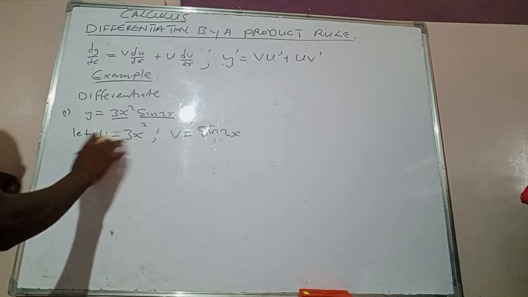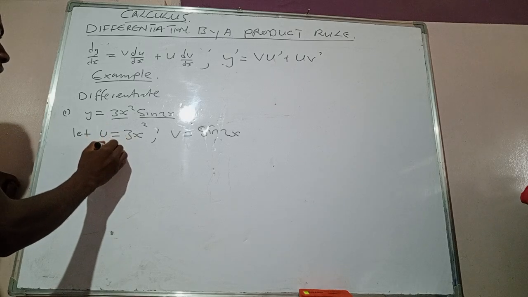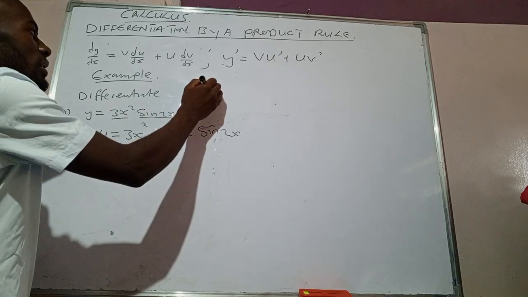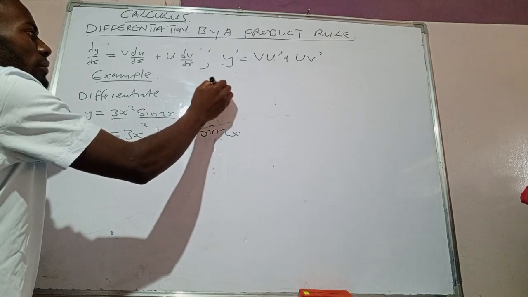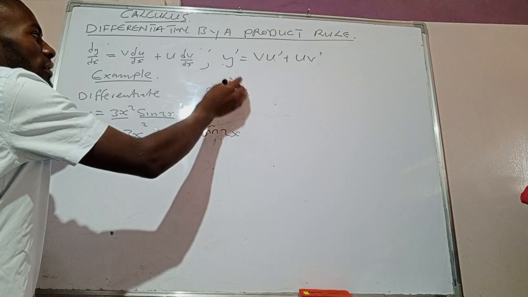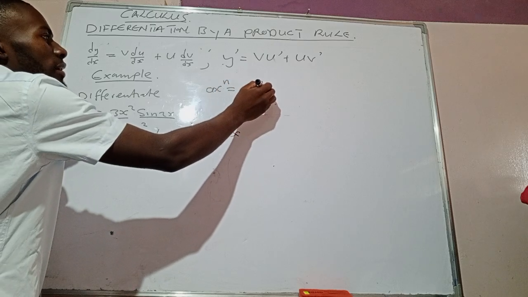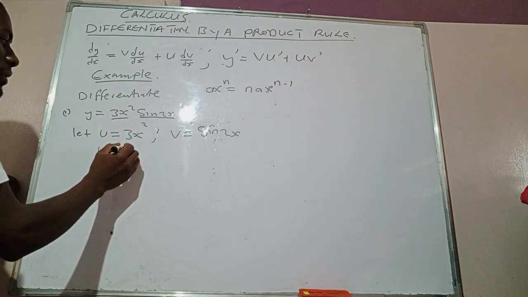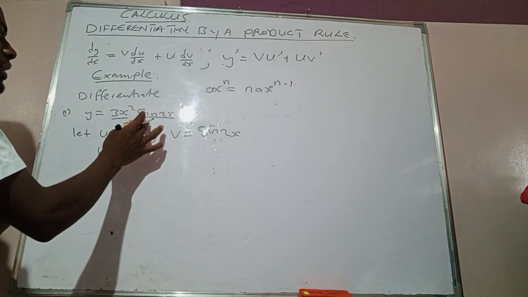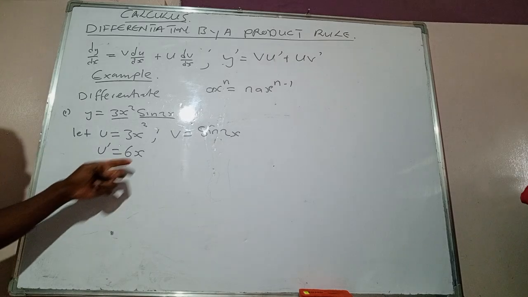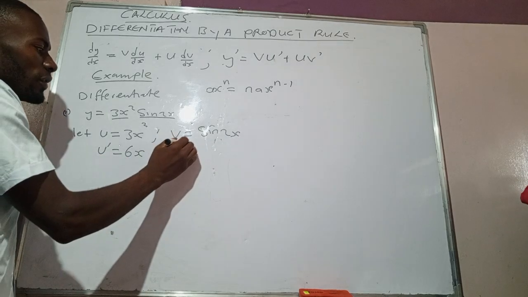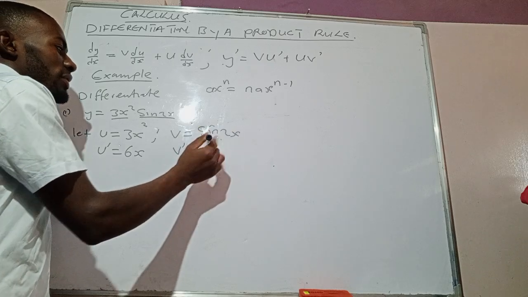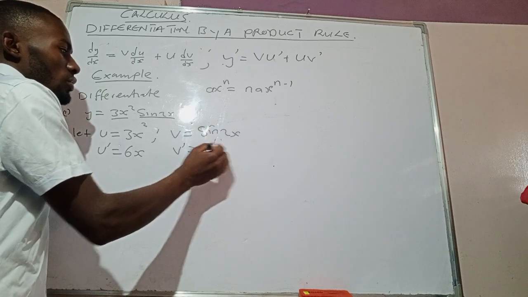Okay, so now we are going to find u prime here. Remember the first rule where we said when you have ax to the power n, its derivative is nax to the power n minus 1. So this power is going to multiply with 3, and you are going to have 6x. Then you subtract 1 from the power, and you remain with 1, which is just 6x. Then v prime: when you differentiate this one, its derivative is 2 cos 2x.